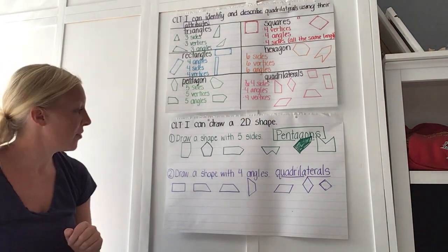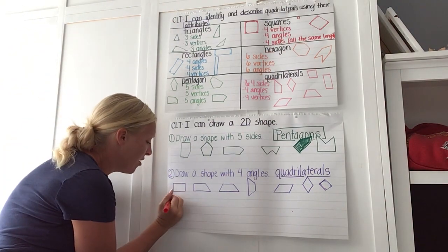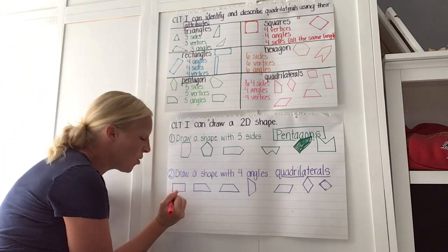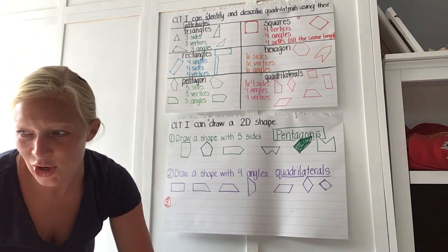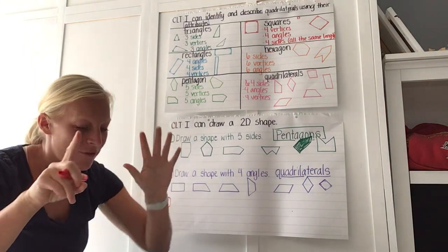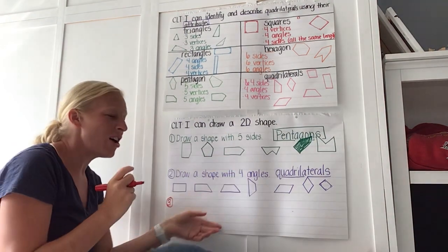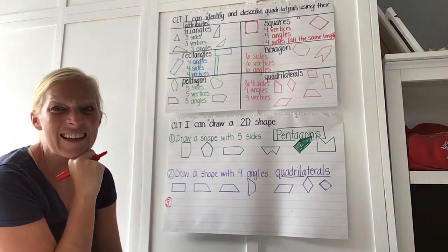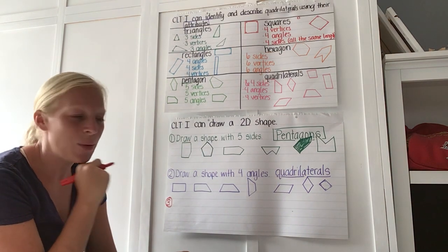Okie dokie. The last one, the humdinger of them all. You are going to draw a shape that has, are you ready? 6 vertices. Draw a shape that has 6 vertices. Go.